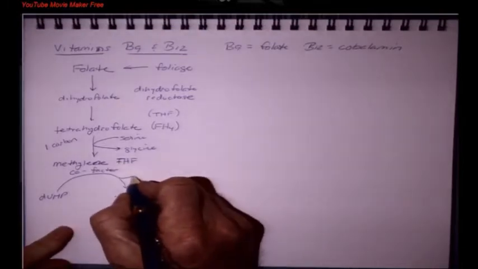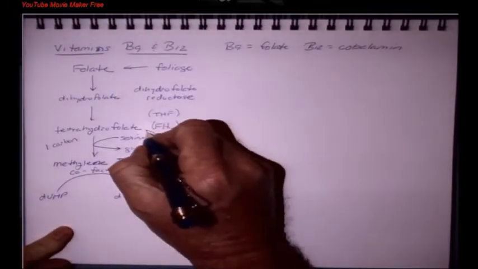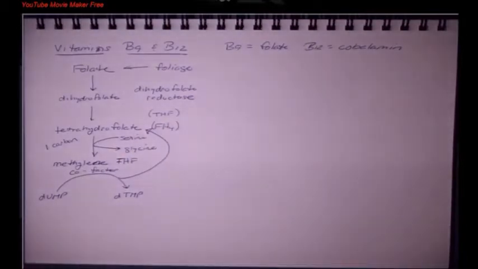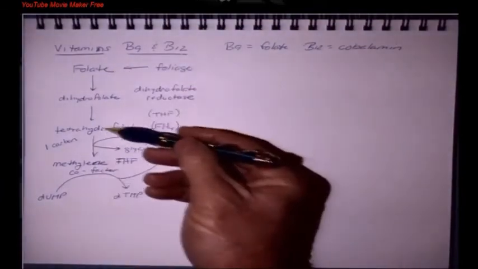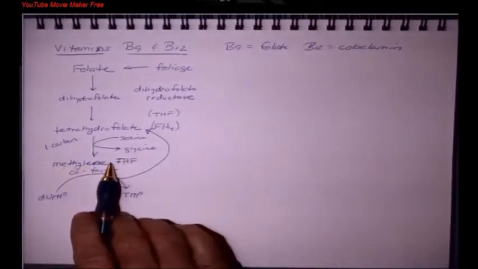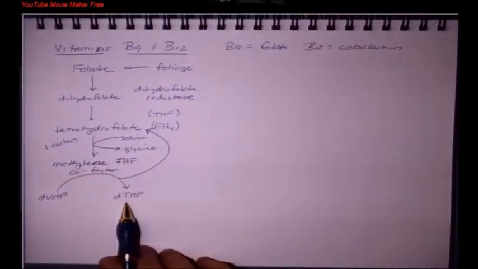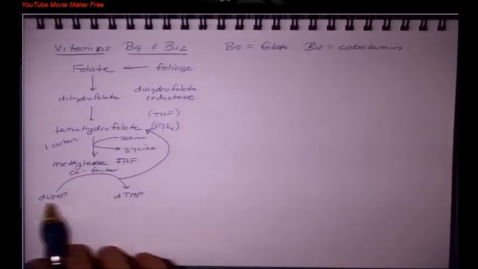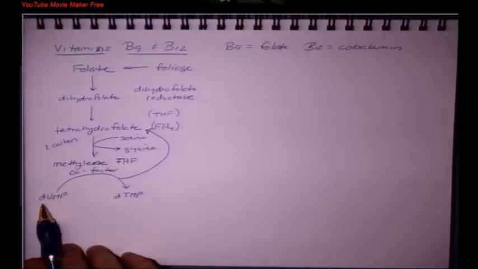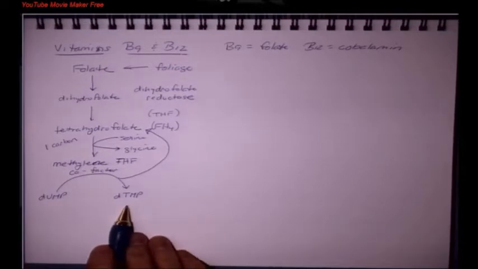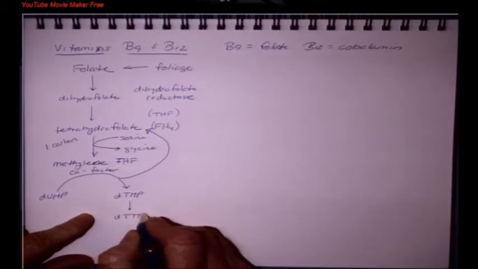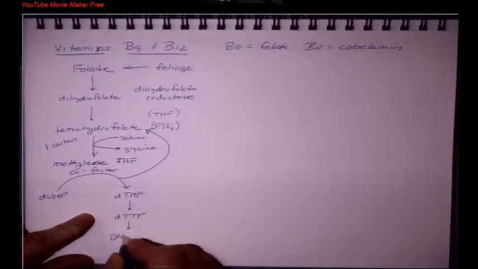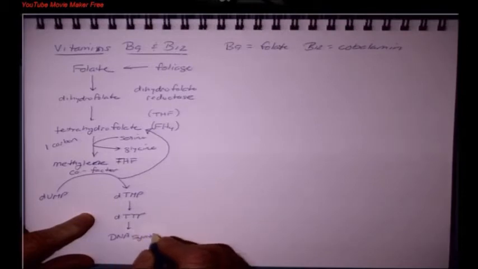And what comes out of this reaction is tetrahydrofolate. And so as long as we have an adequate supply of folate, we can perform this reaction, converting tetrahydrofolate into the methylene form, continuing to make our deoxythymidine monophosphate from uridine monophosphate. Now this deoxy-TMP will be converted to deoxy-TTP, and now we have one of our bases to do DNA synthesis.